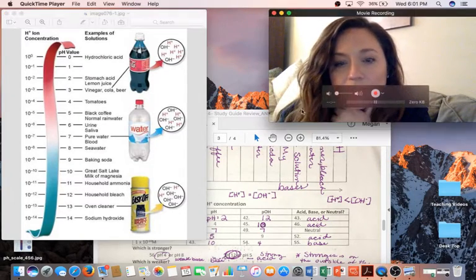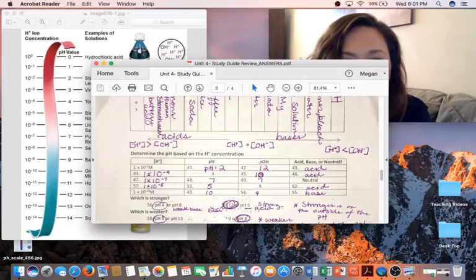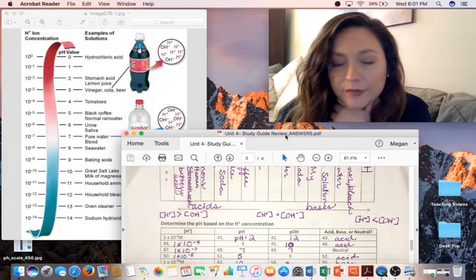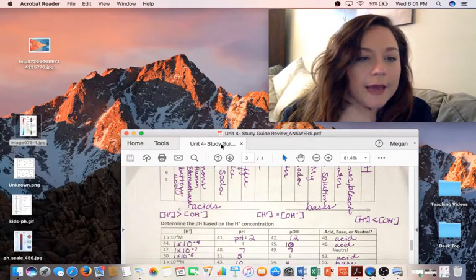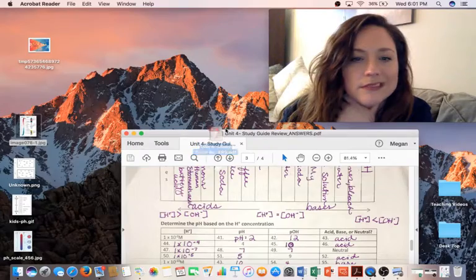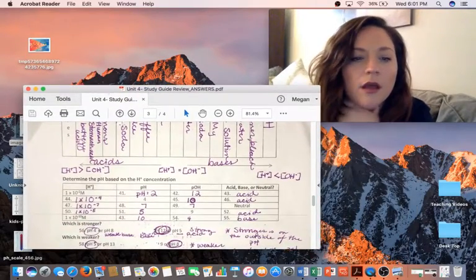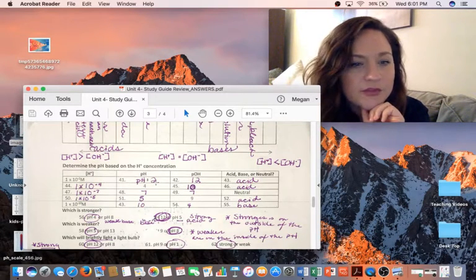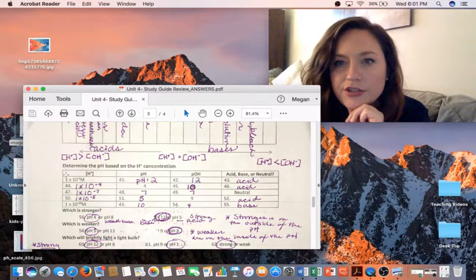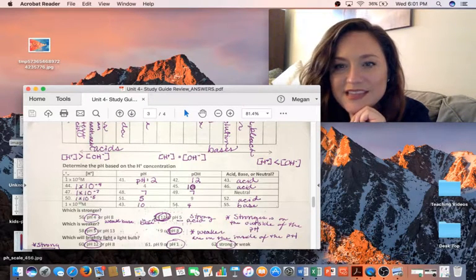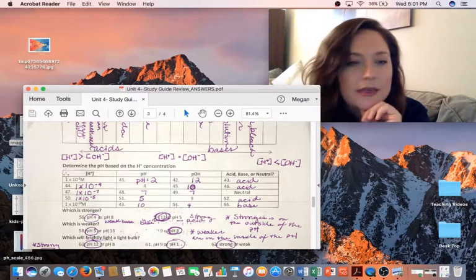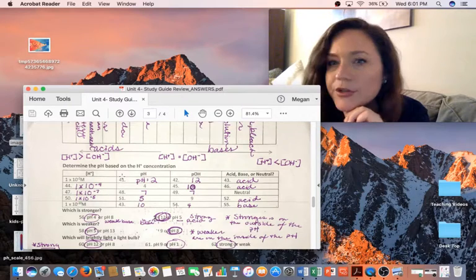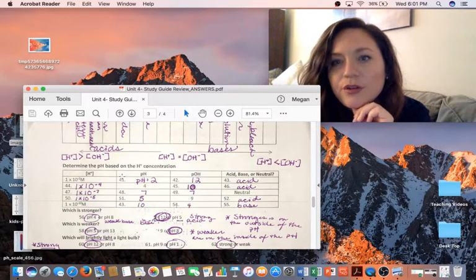The brackets that you see right here literally represent concentration amount. So in this chart, it's stated that you have a concentration of hydrogen of 1 times 10 to the negative 2 molarity. And remember that molarity is moles over liters. So if it has a negative 2 power, it's going to have a pH of 2.